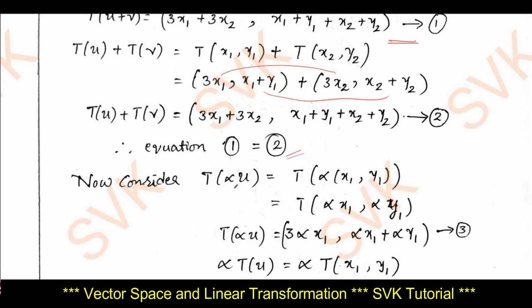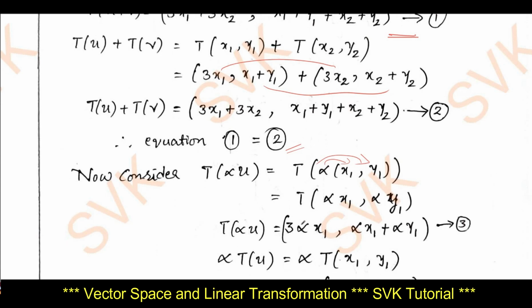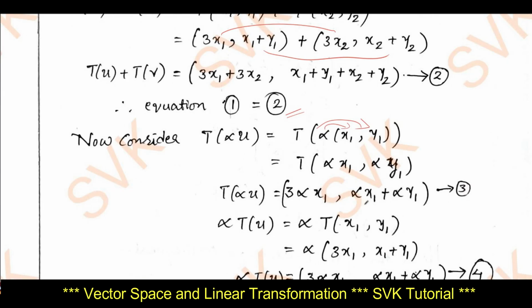Now let us consider transformation of alpha u, which is nothing but T of alpha times u, that is (x1, y1). Multiply this alpha inside for both the coordinates. I am going to get T of (alpha x1, alpha y1). Then apply the definition, that will be 3 alpha x1 comma alpha x1 plus alpha y1. Name that as equation 3.